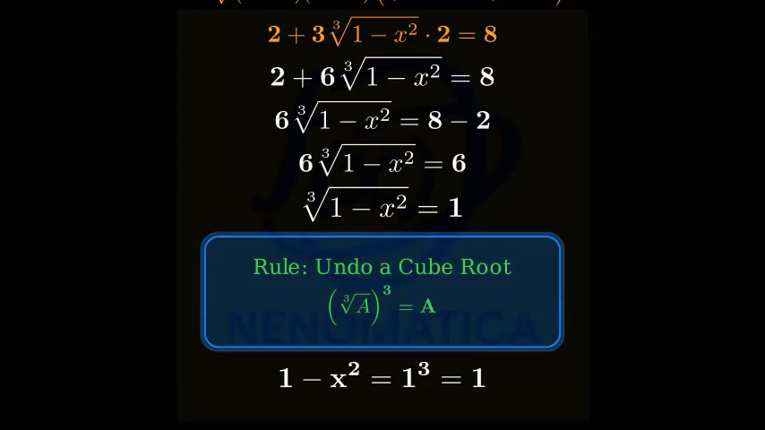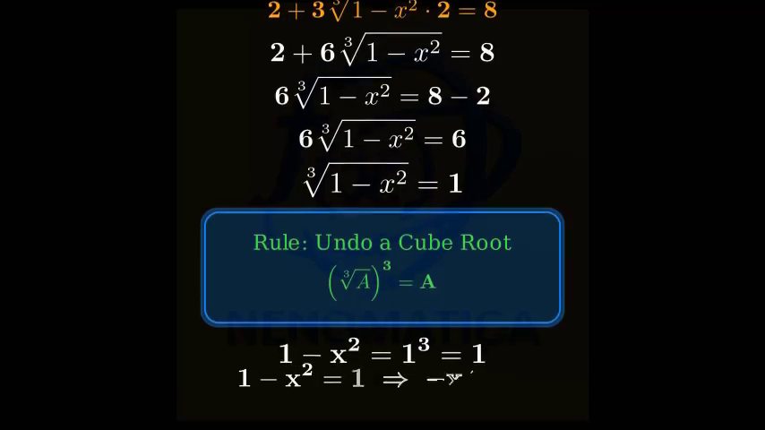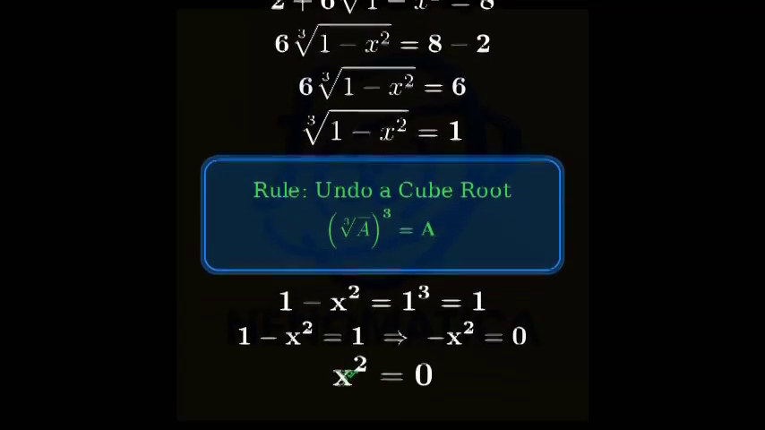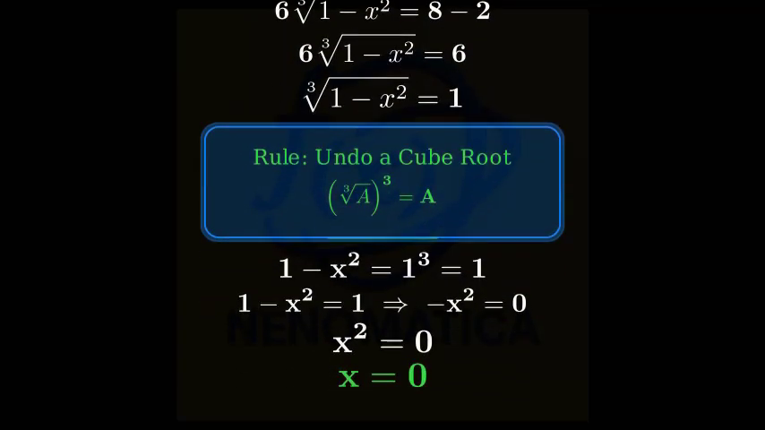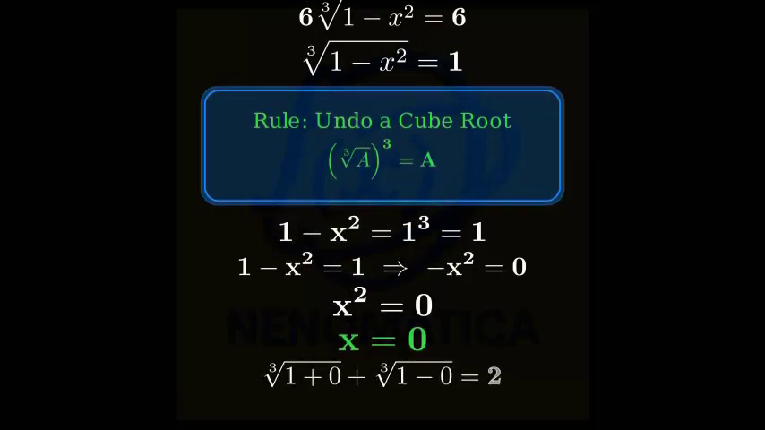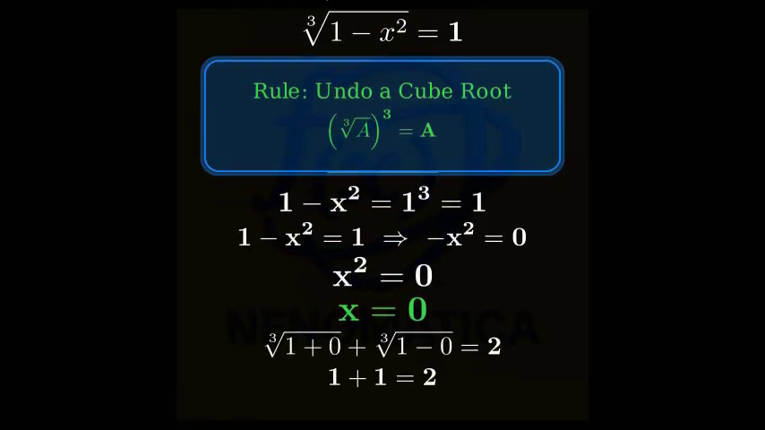Step 5. Solve for x. Move terms to one side to get x squared equals 0, then take the square root. Bring terms together. Solve for x squared, then x equals 0. Quick check. Plug x equals 0 into the original equation. The cube root of 1 plus 0 plus the cube root of 1 minus 0 equals 1 plus 1, which is 2. Verified.